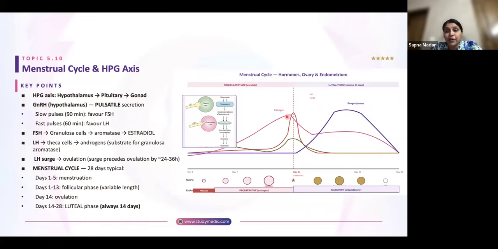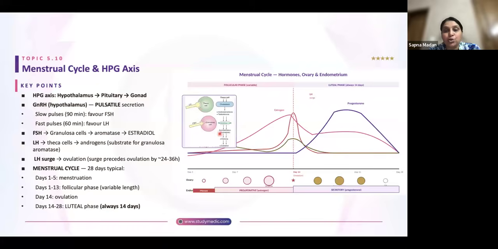So the follicular phase is variable, but the luteal phase, that is between day 14 to day 28, is always 14 days. Okay, so that is why when you know that the ovulation has happened, you know within 14 days the menstruation is going to come. So the luteal phase is fixed. Day 14 is the average day of ovulation, and the second half of the cycle is the luteal phase.